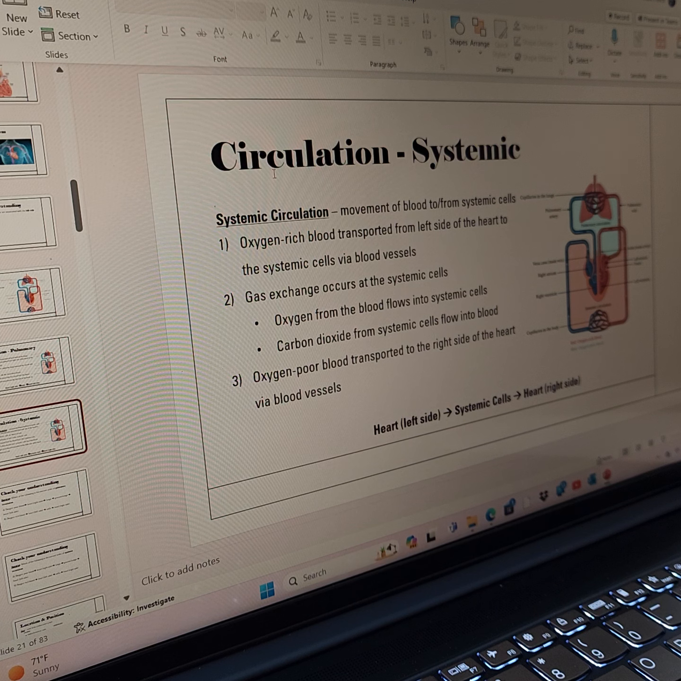Oxygen from the blood flows into the cells. Carbon dioxide from systemic cells flows back into the blood. Oxygen-poor blood is transported to the right side of the heart.